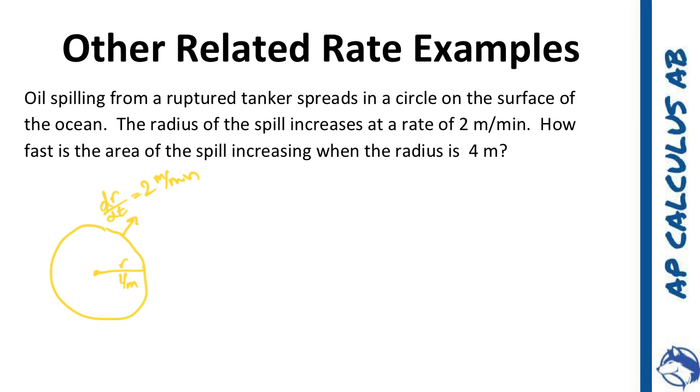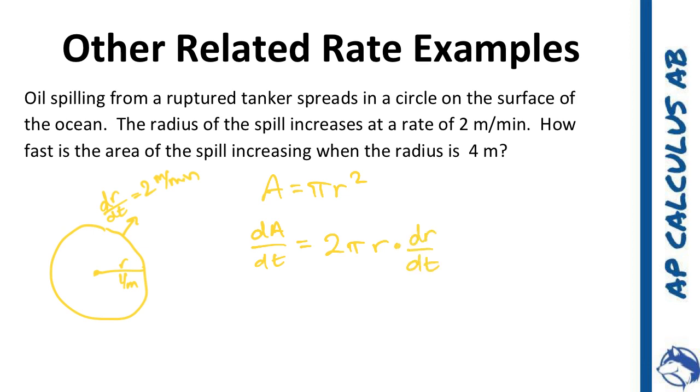The area of a circle is equal to pi r squared. And so I want to know the change in the area, or how fast this area is increasing, so dA/dt. Now I go ahead and take the derivative. So it's 2 pi r times dr/dt.